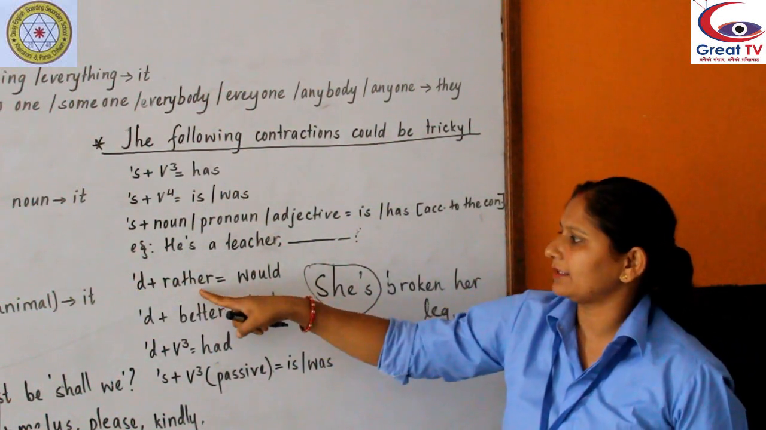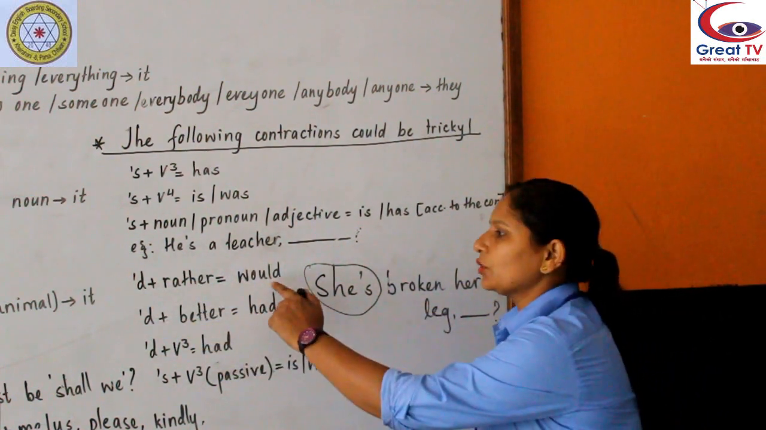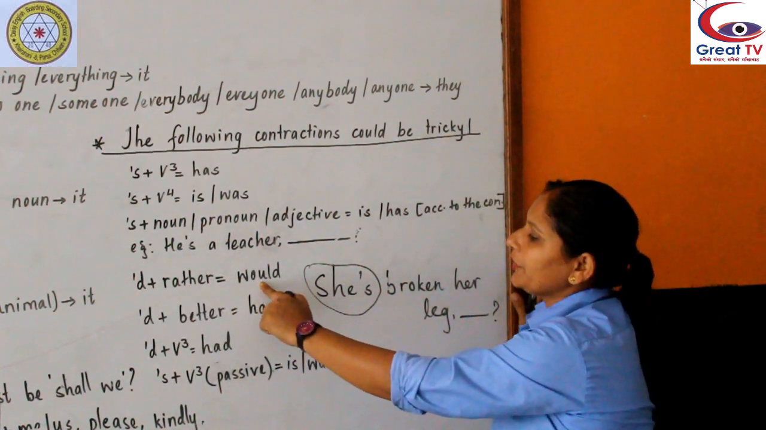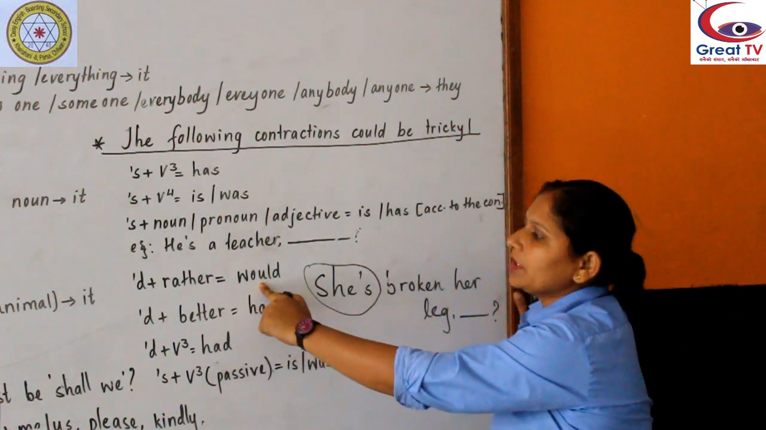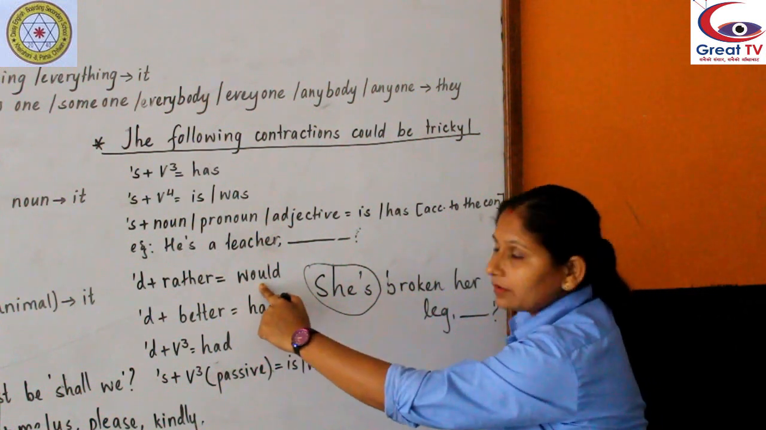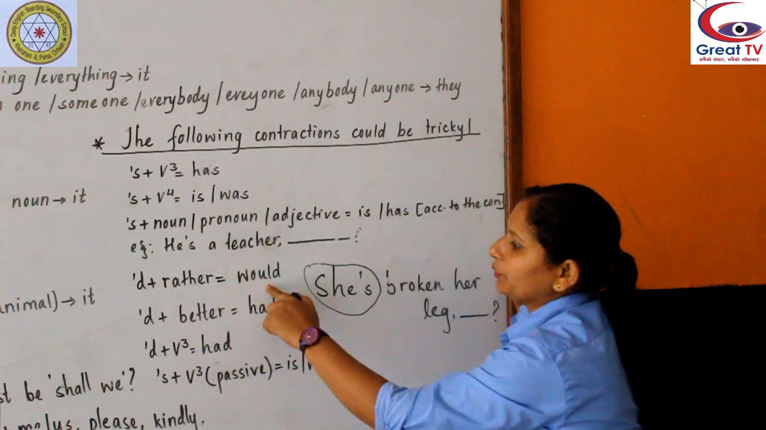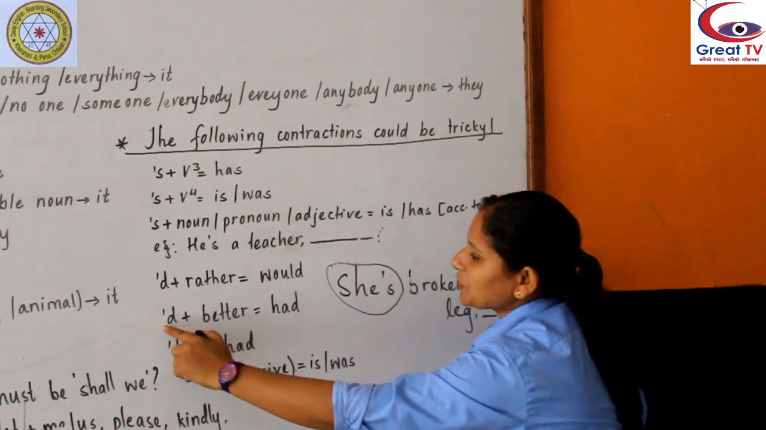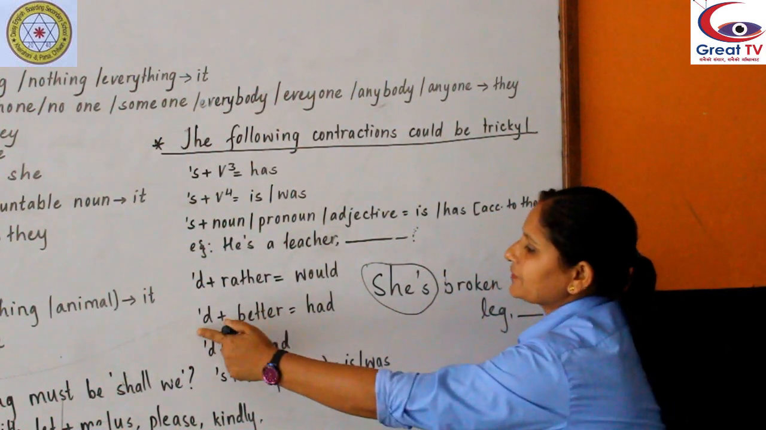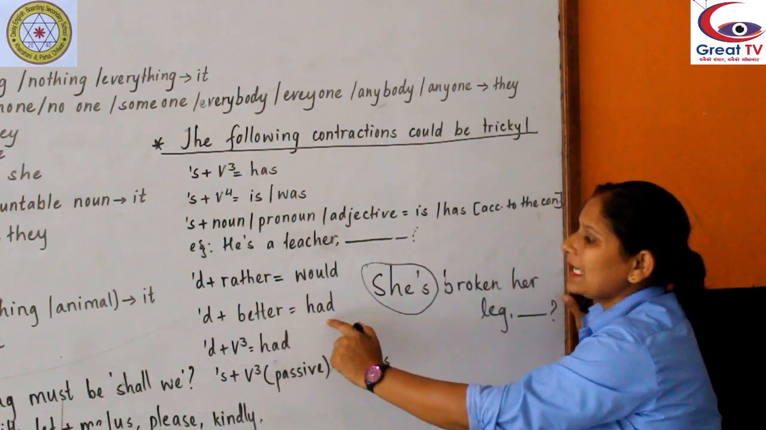Apostrophe d plus rather. If there is apostrophe d in front of rather, it is would. This apostrophe d means would. You'd rather go with me, wouldn't you? Okay. In the same way, apostrophe d plus better. If there is the word better after apostrophe d, then it is had.